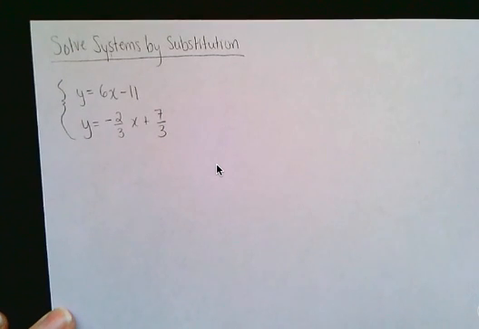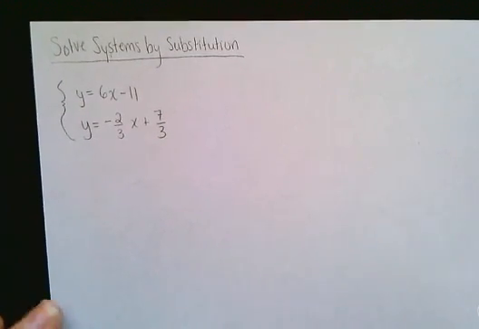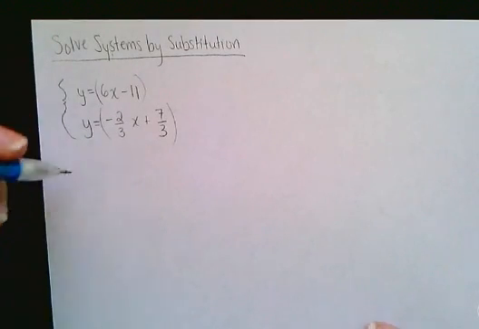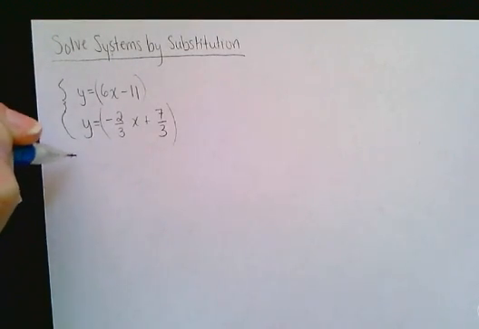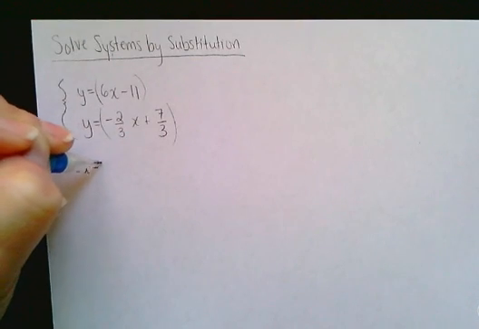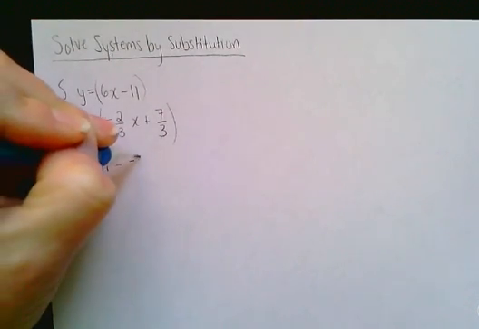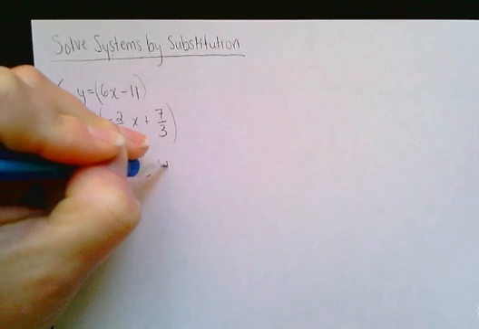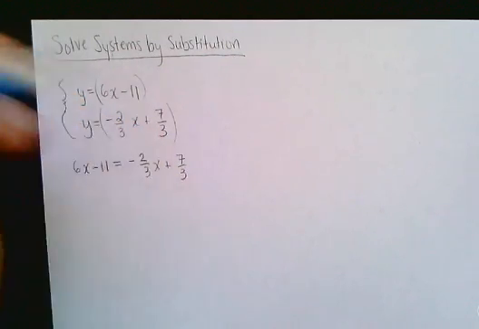In this case, when you look at these two equations, they're both starting with y equals. So in other words, the variable y is already isolated, and so it makes it easy for us to substitute, because if this expression is the same thing as y and this expression is the same thing as y, we could set them equal to each other. So I'm going to do that. I'm going to take 6x minus 11 equals negative 2/3 x plus 7/3.